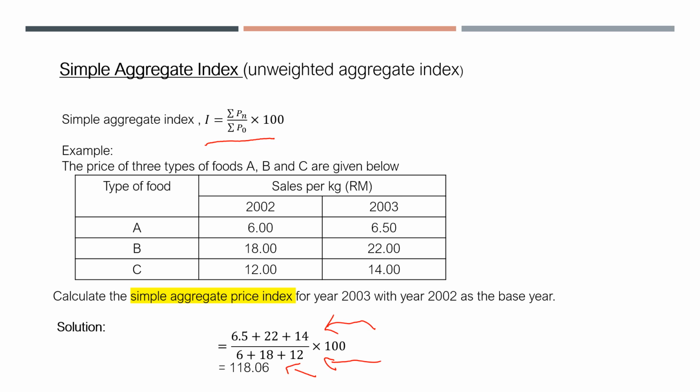You just have to know how many types there are, like simple relative, simple average of relative, simple aggregate index, so that you don't use the wrong formula. You have to memorize each formula in great detail.